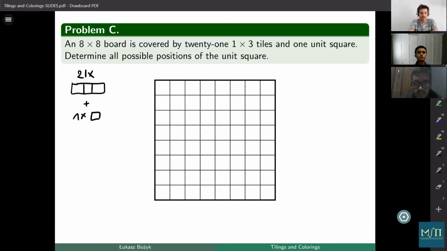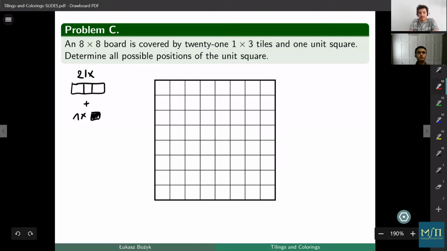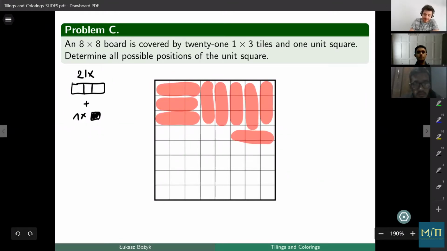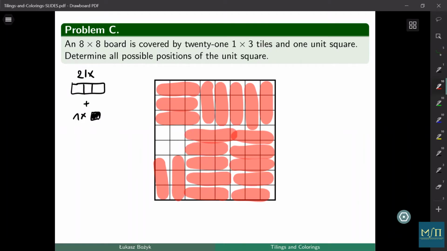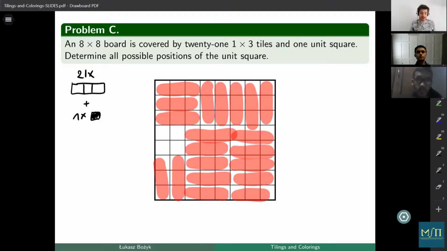Okay, we're interested in such tilings, and let's ask if we can do it, and if so, where the unit square can be. So the first attempt to solve such a problem would be to try to fill it with 1 by 3 tiles. And for example, if you do it like this, you fail, right? Because we cannot put another 1 by 3 here and a 1 by 1 tile. So maybe we should try differently.